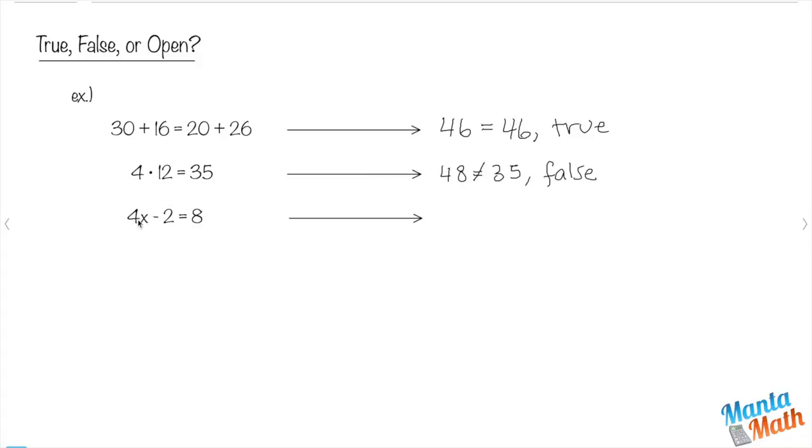In the third one, 4x minus 2 equals 8. You really can't do any solving here, so you're just going to say it's open, because there's no x on the other side that you can take away to start solving for your x. So you're going to say it's open because it has the variable x. Okay?